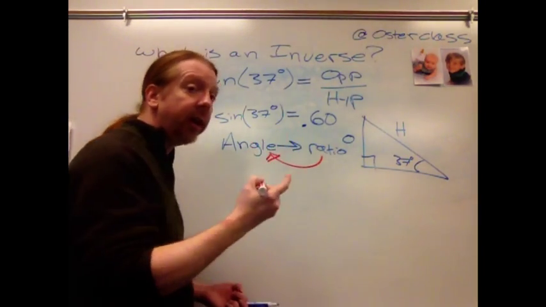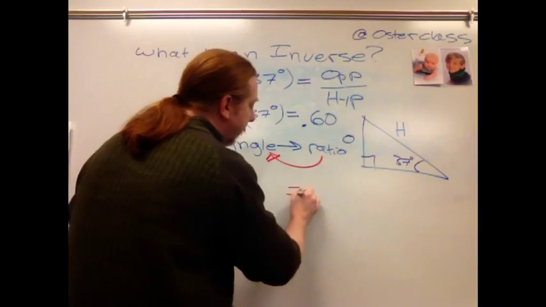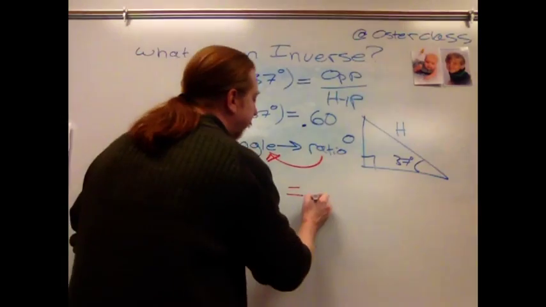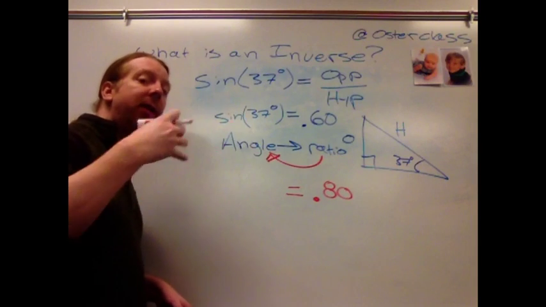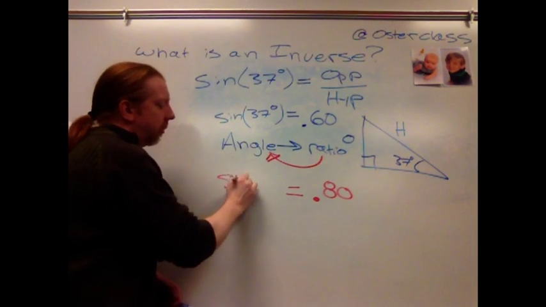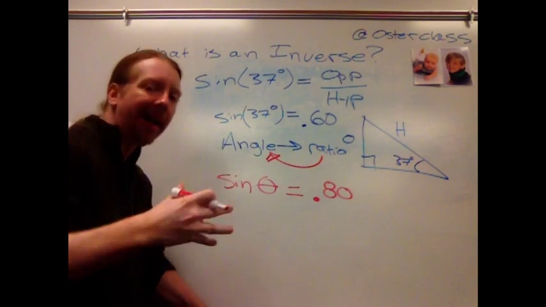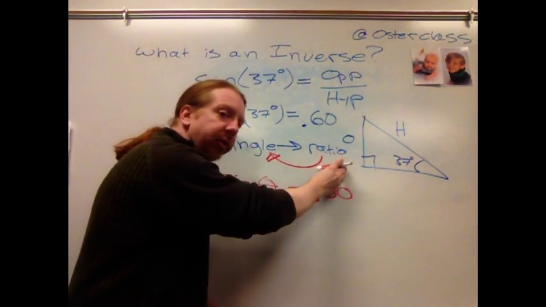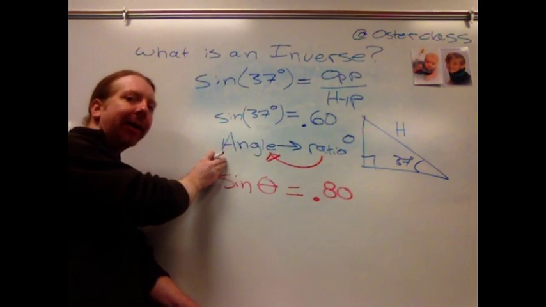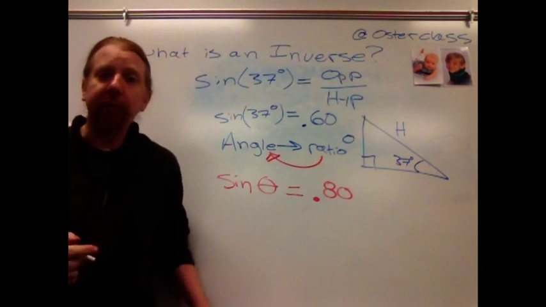So that, for example, perhaps I know that my ratio is 0.8. And I want the angle that goes with it. So I want to know what sine value is going to create that. I feed in the ratio, I get the angle back out. And that's where the inverse functions come from.